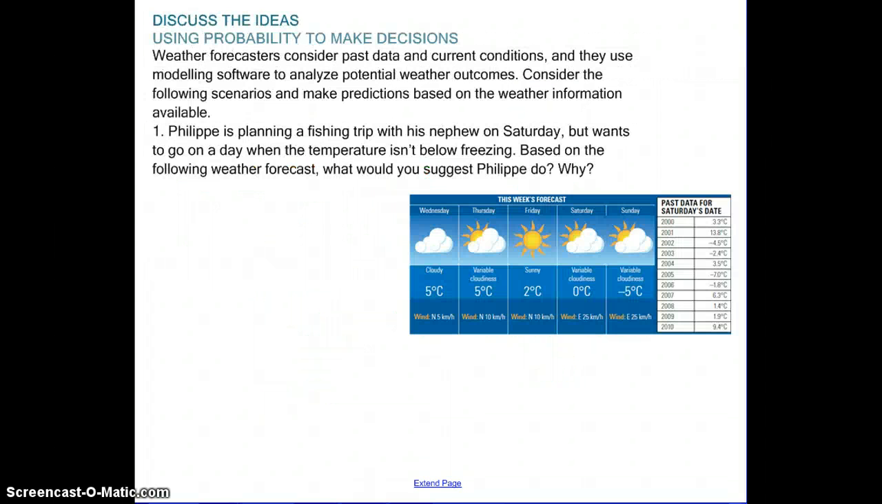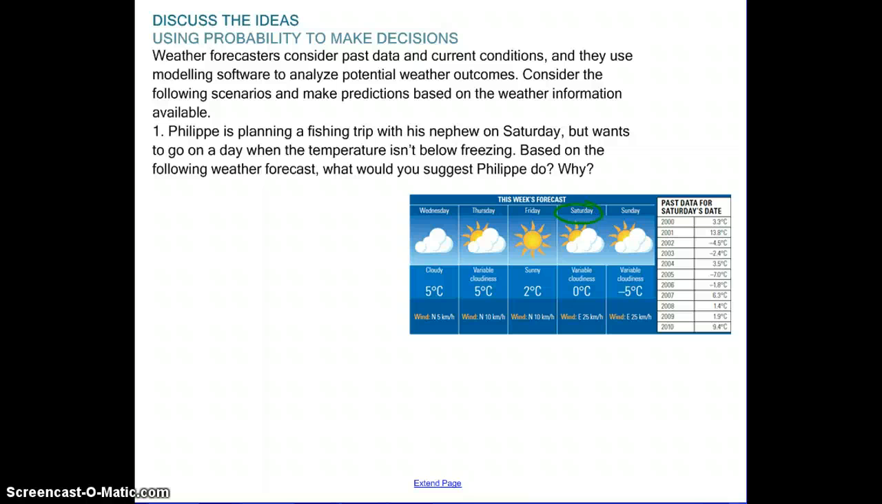So discuss the ideas. Weather forecasters consider past data and current conditions, and they use modeling software to analyze potential weather outcomes. Consider the following scenarios and make predictions based on the weather information. Philip is planning a fishing trip with his nephew on Saturday. So here is Saturday. It's a little bit small, but it's also provided bigger in your textbook. He wants to go on a day when the temperature is not below freezing. Based on this, what would you suggest Philip do and why?